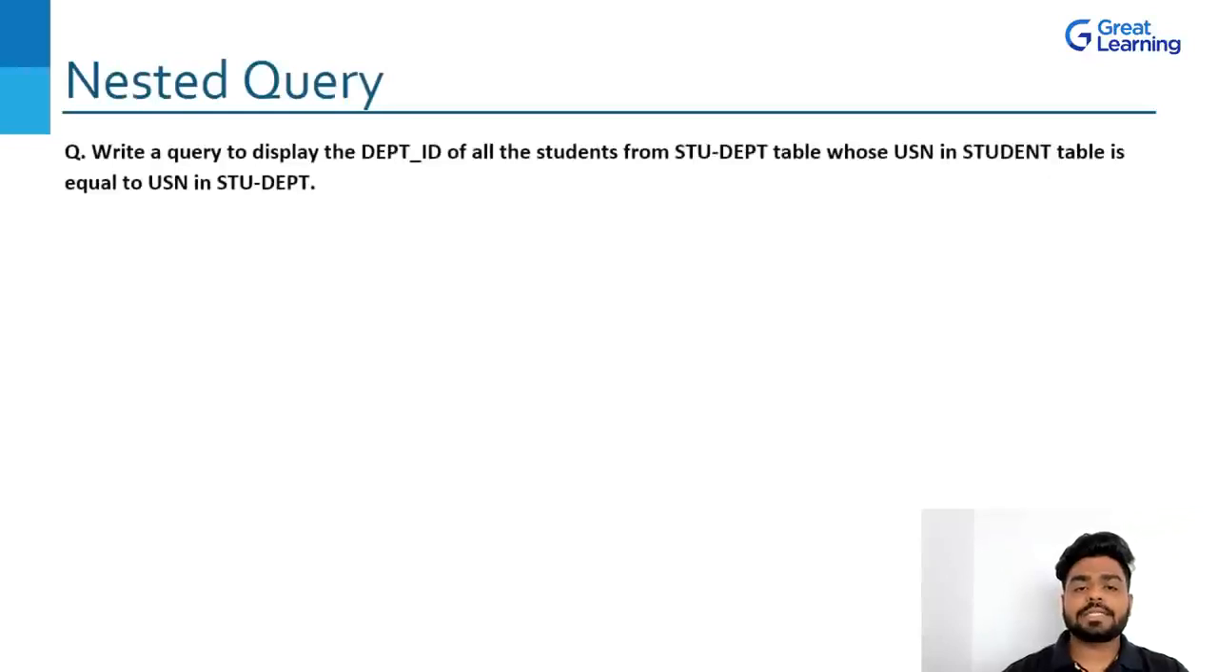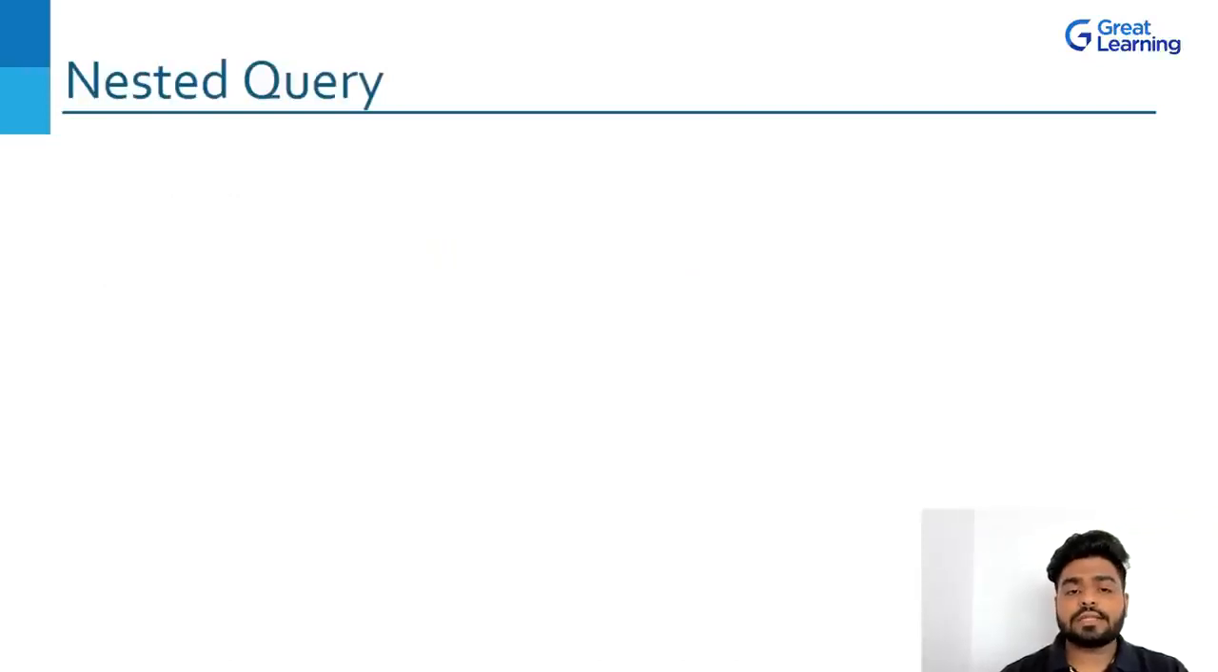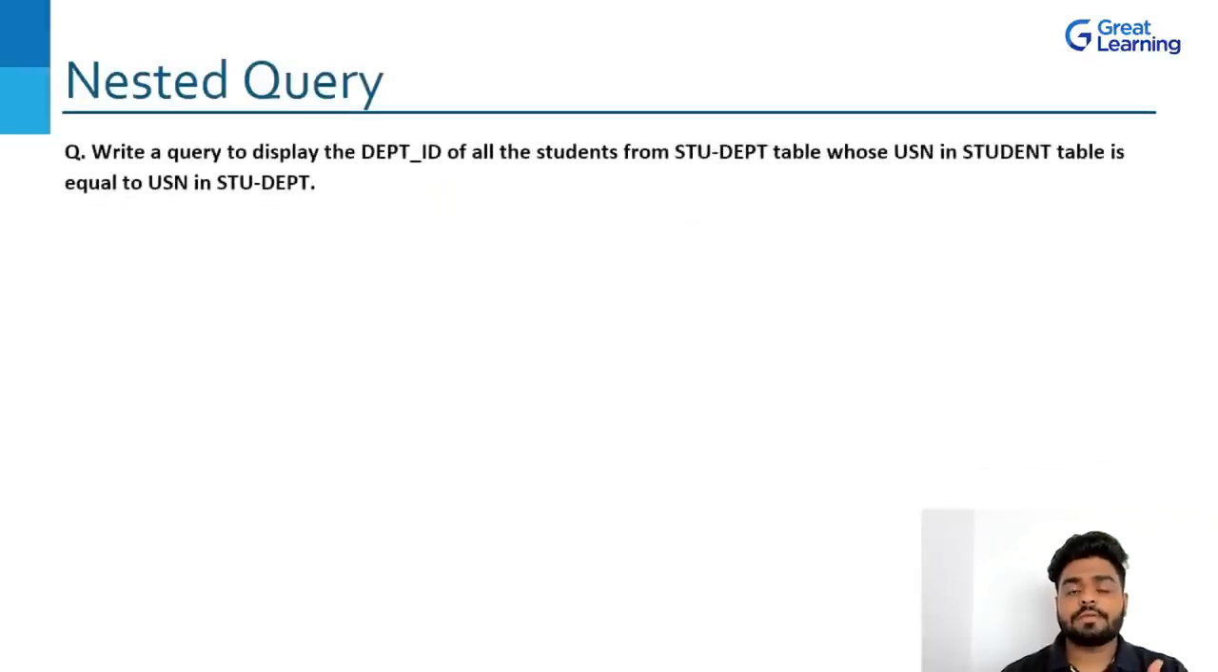So write a query to display the department ID of all the students from student department table whose USN in student table is equal to USN in student department. USN in student table is the earlier table. Student department is this table. Okay. So what is the question here? The question is, write a query to display the department ID of all the students from student department table.